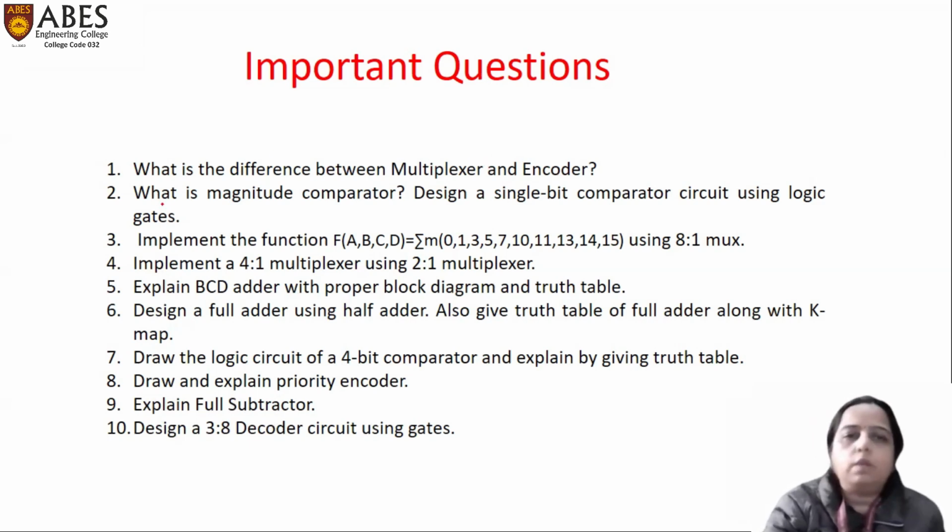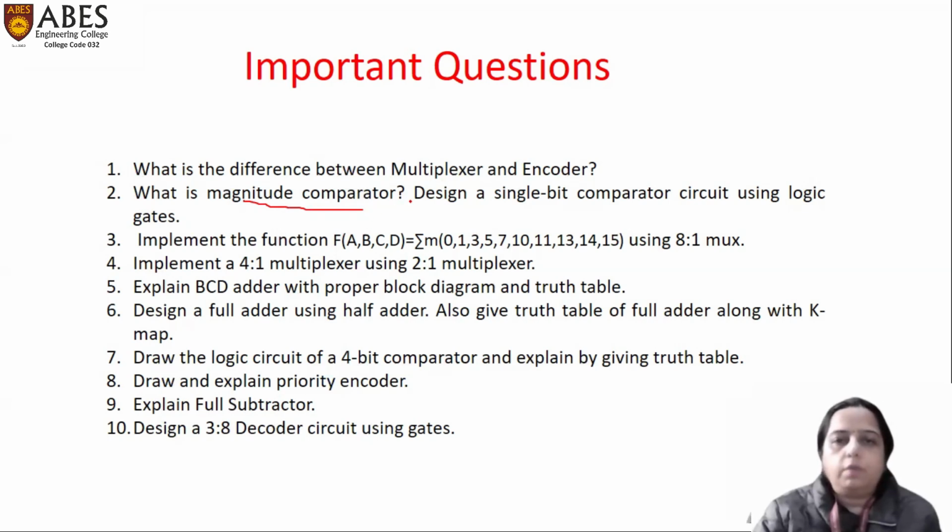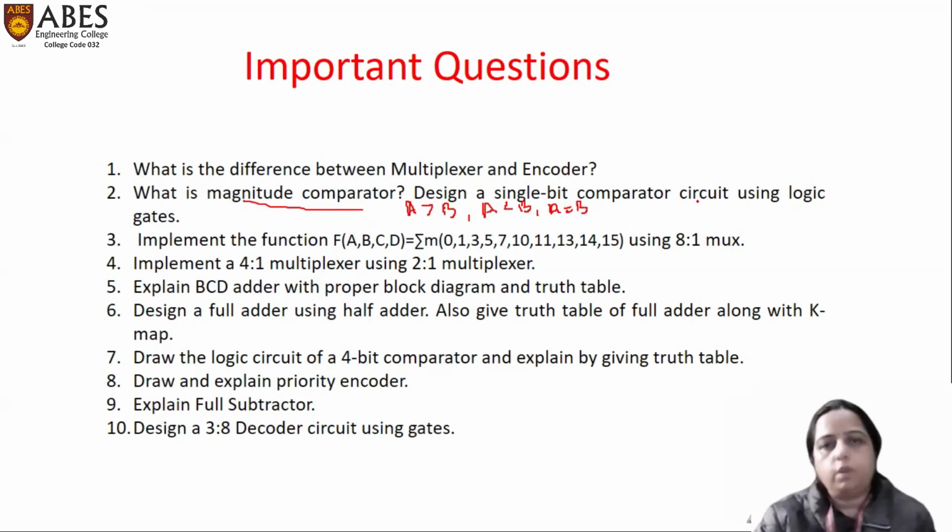Then the second question comes out to be, what is a magnitude comparator? It is a combinational circuit in which two numbers are compared, and at the output we see, if the two numbers are A and B, whether A is greater than B, A is less than B, or A is equal to B. First of all, we will define what is a magnitude comparator, and then you have to design a single bit comparator circuit using logic gates.